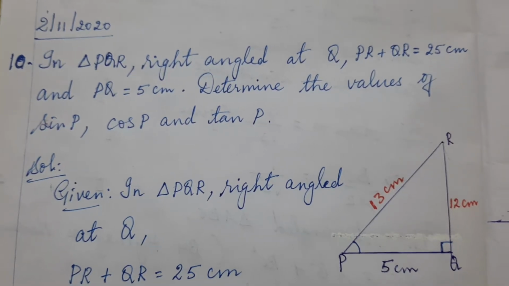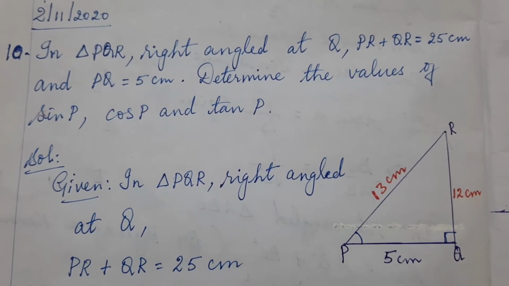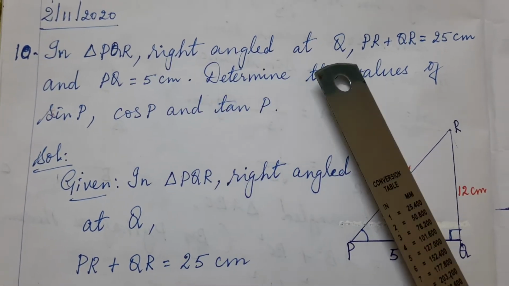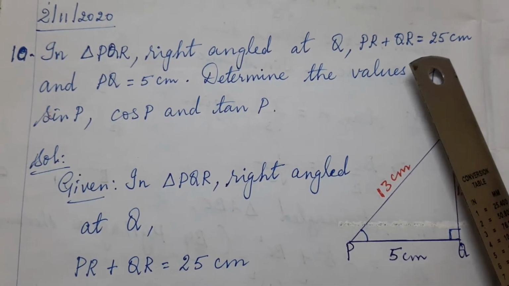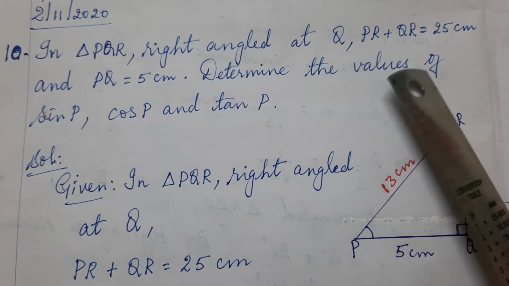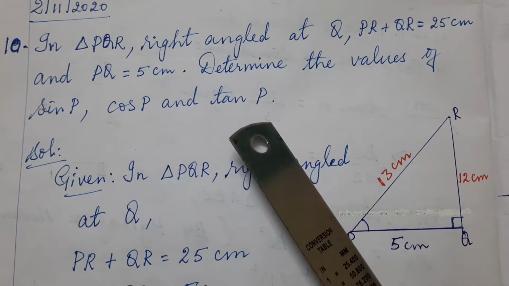Dear children, today we are going to solve the 10th problem in exercise 8.1. In triangle PQR, right angled at Q, PR plus QR is 25 cm and PQ is equal to 5 cm. Determine the values of sin P, cos P and tan P.